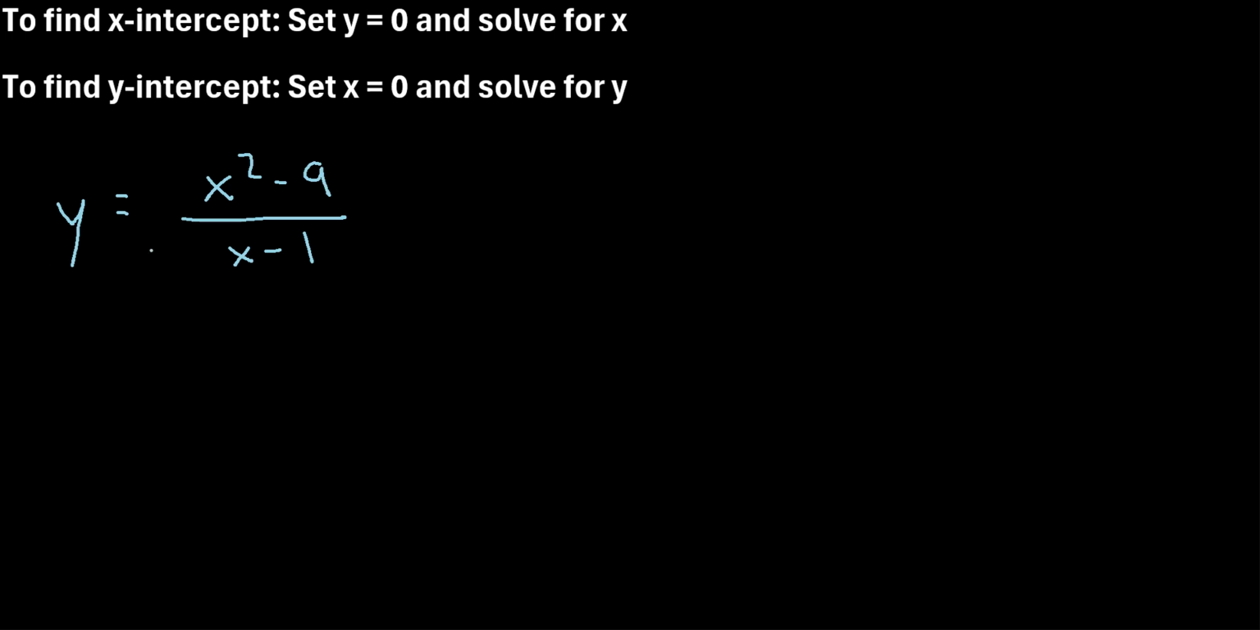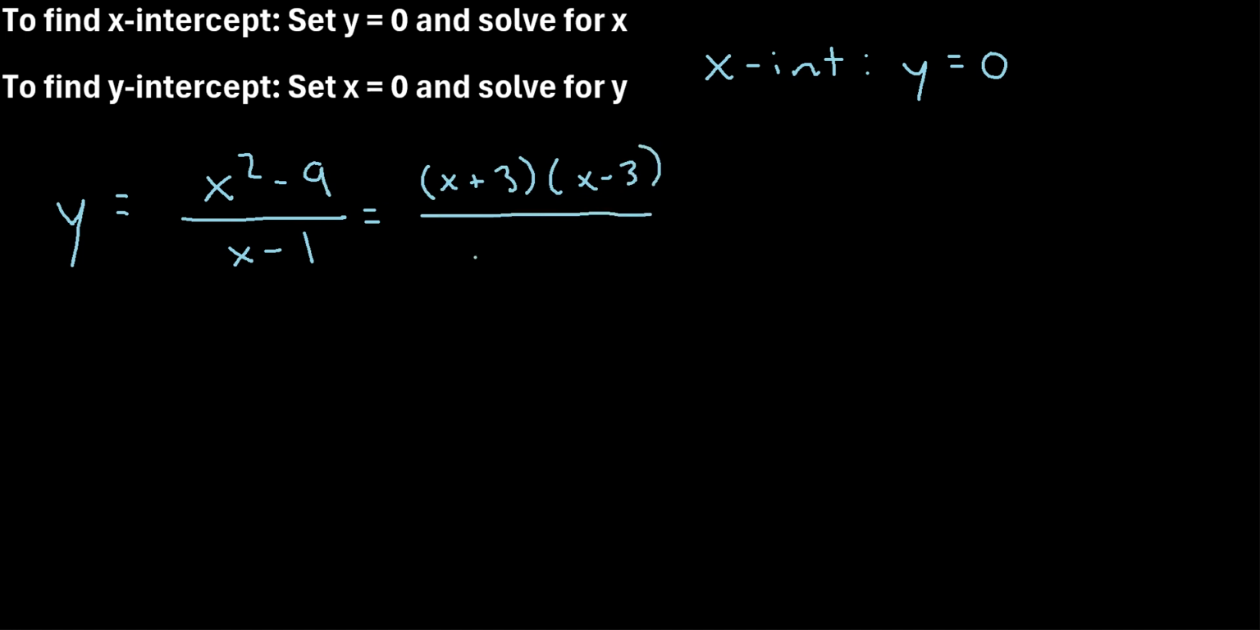Okay, let's try another example. Let's say we have y is equal to (x squared minus 9) over (x minus 1). So to find the x-intercept, we will set y equal to 0 and solve for x. Before we set y equal to 0, notice that we can factor the numerator. Actually, x squared minus 9 can be factored into x plus 3 and x minus 3. It's important that we factor both the numerator and the denominator if possible before we actually search for the x and y intercepts, and we'll see why in a second.